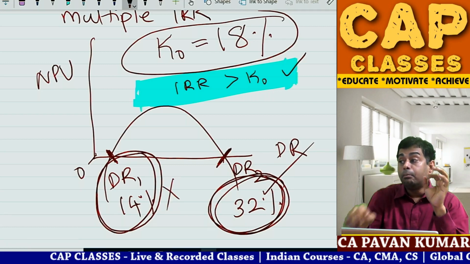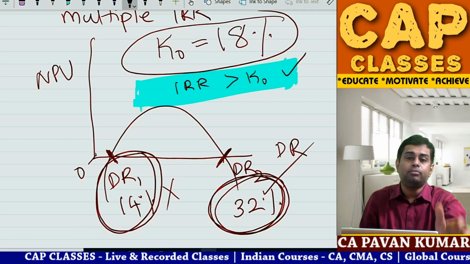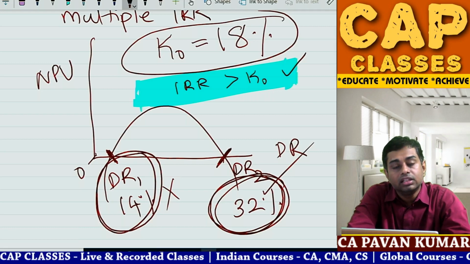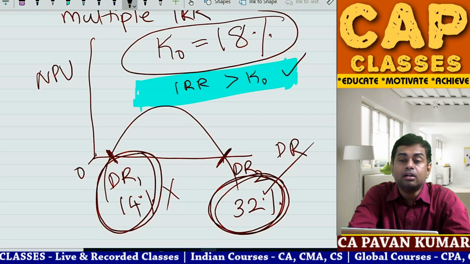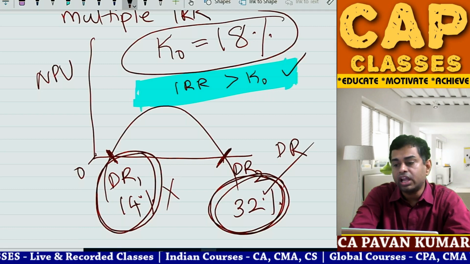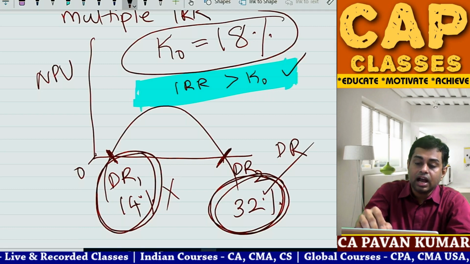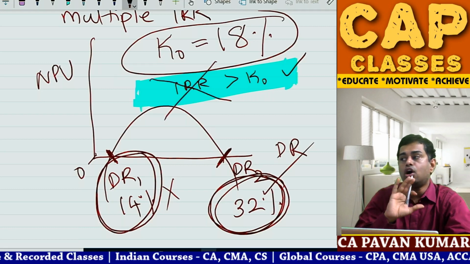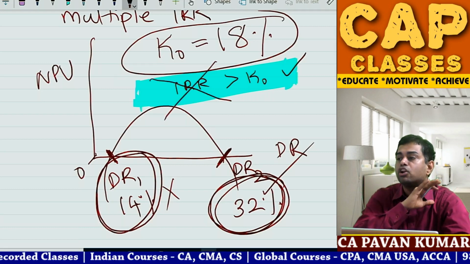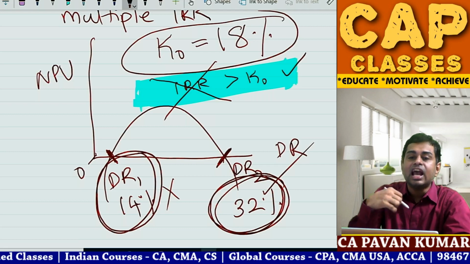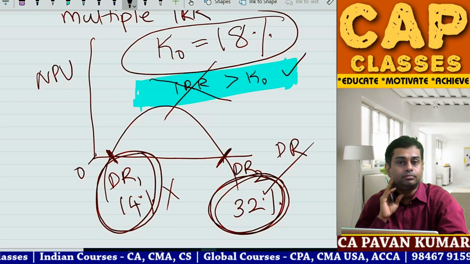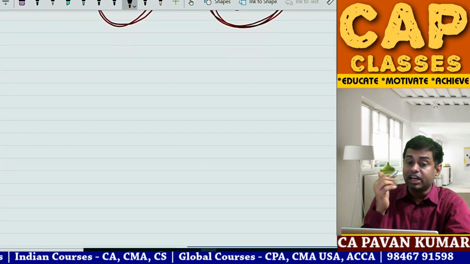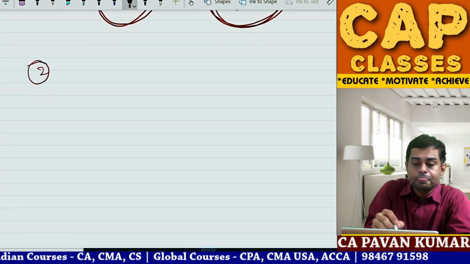This is called the multiple IRR problem. In this situation, IRR cannot be relied on, because based on IRR, you cannot make a decision. Then you will calculate modified IRR. This is limitation 1. Now limitation 2.